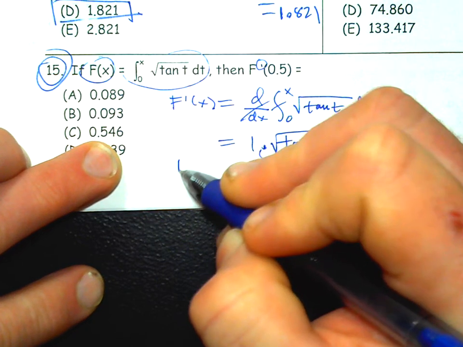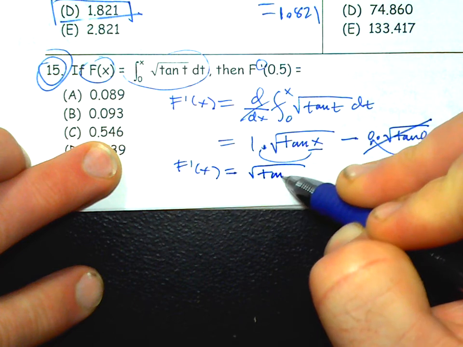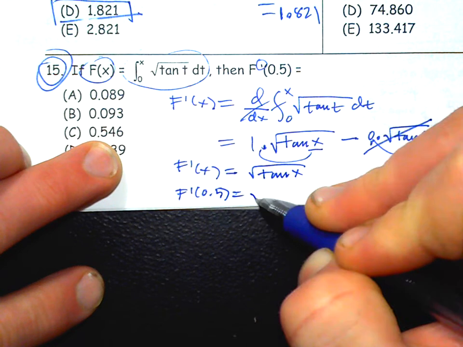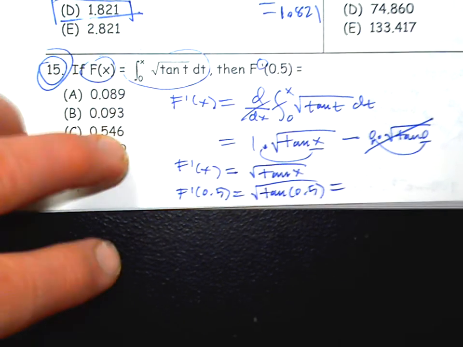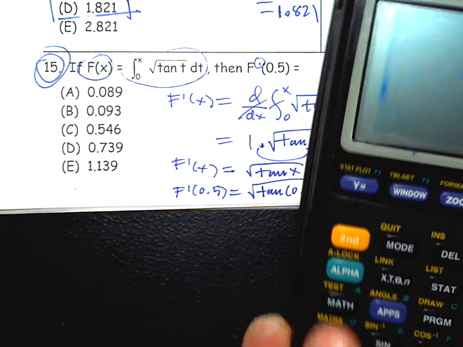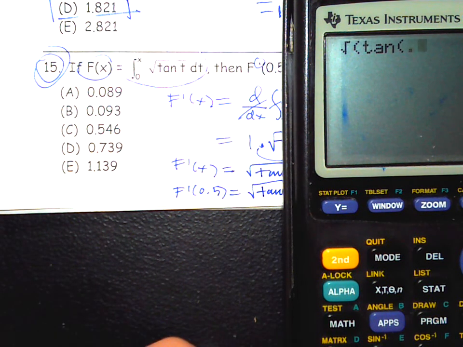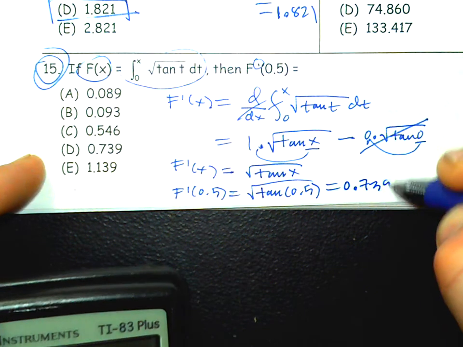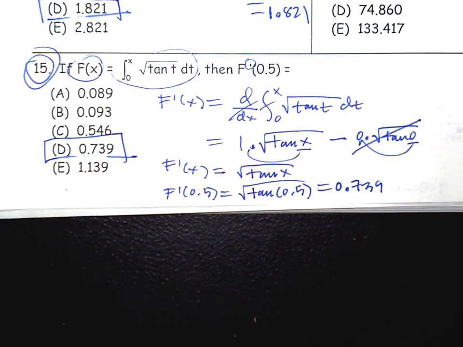So that goes away. So f prime of x by the fundamental theorem of calculus part 2 is just the square root of tangent x. So f prime of 0.5 is going to be the square root of tangent of 0.5. Make sure you're in radian mode, and that should be your answer. Square root of tangent of 0.5, close, 0.739.